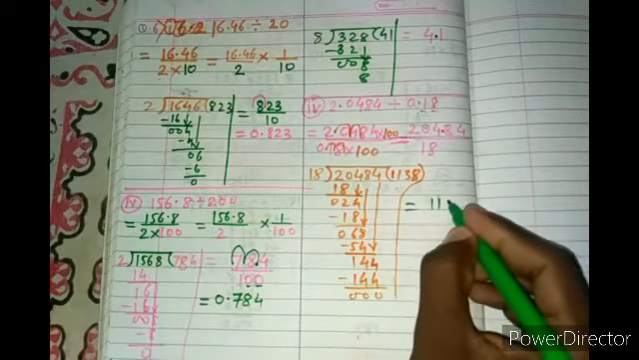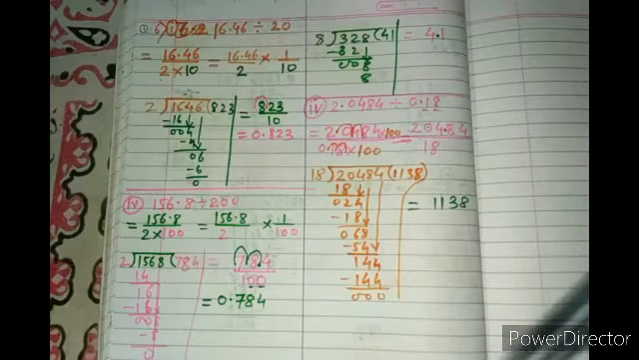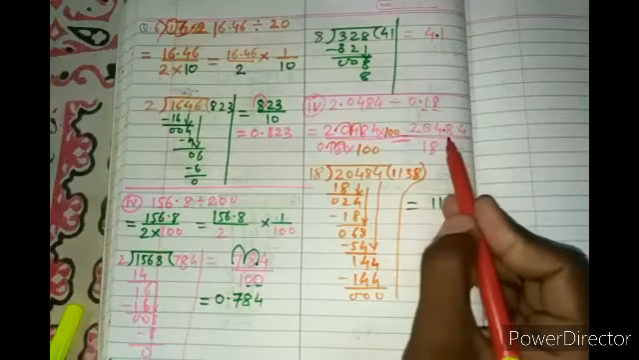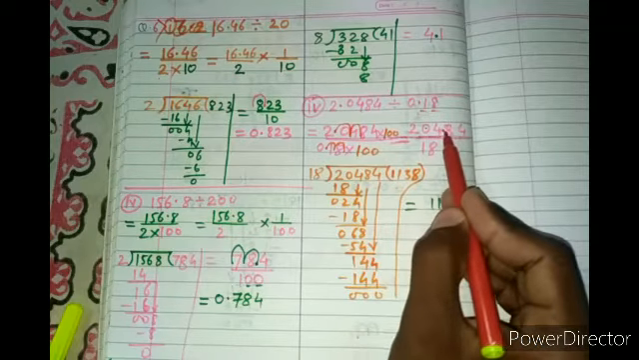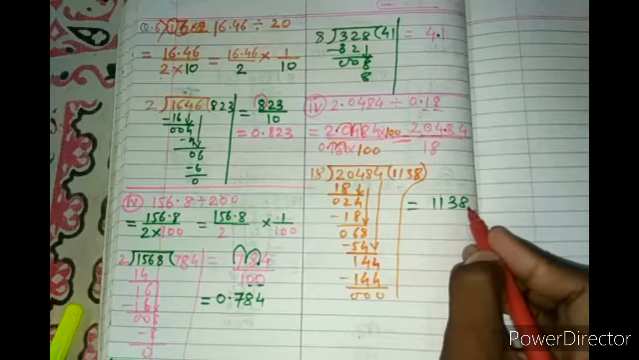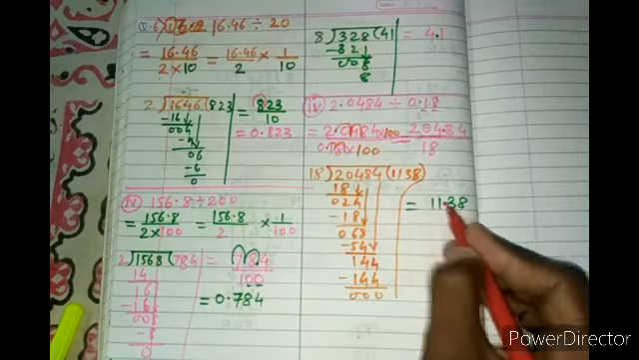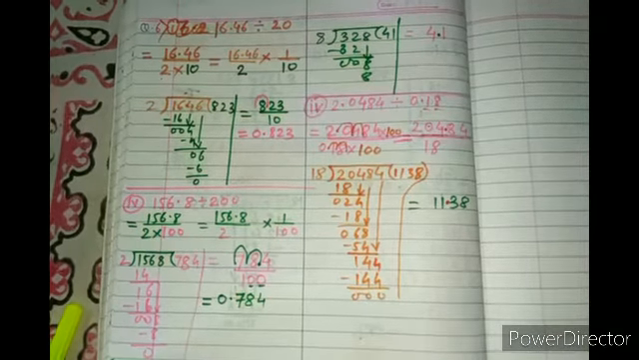So 1138, but this is incomplete because we have not placed the decimal point. So see our last dividend, that is this. Here after the decimal point there are 2 digits, right? So from the right side we will take 1, 2. So the decimal point would be here. So the answer is 11.38.